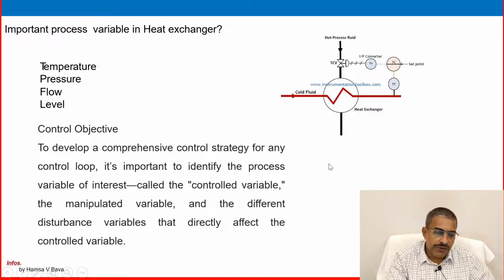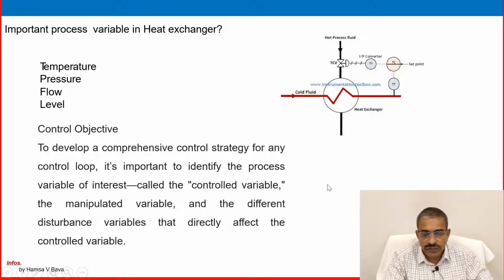So, control objective: to develop a comprehensive control strategy for any control loop, it is important to identify the process variable of interest, called the control variable, the manipulated variable, and the different disturbance variables that directly affect the control variable. I already discussed in instrumentation what the control variable, process variable, manipulated variable, and different disturbances or error are, so I'm not going into detail on that.